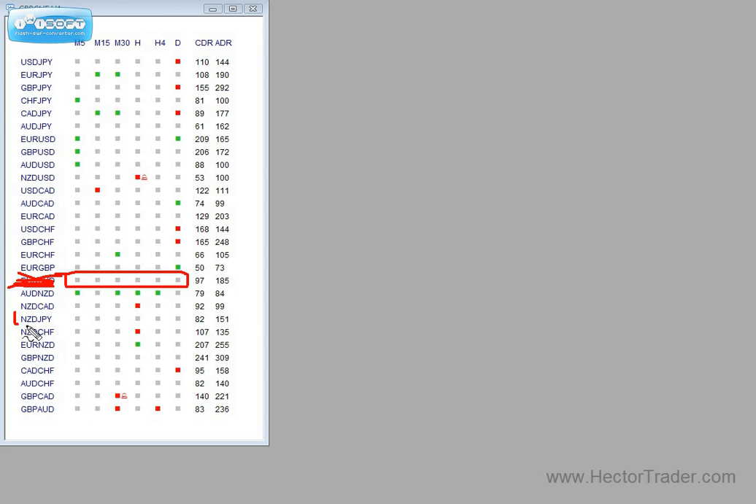Same thing for the New Zealand dollar against the Japanese yen, all of them in grey. Same thing for the GBP against the New Zealand dollar, all of them in grey. Australian dollar against the CHF, all of them in grey. Euro against the Canadian dollar, all of them in grey, etc. I know this may sound rather silly and repetitive, but it really is a time saver. If it remains in grey, you don't even need to look at that chart.